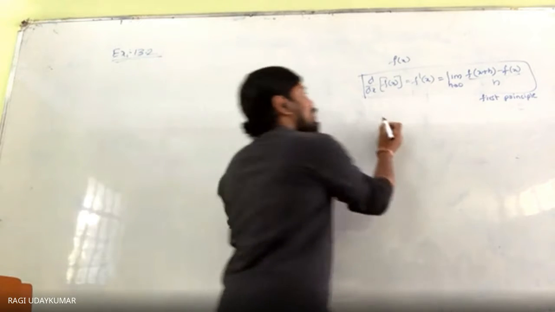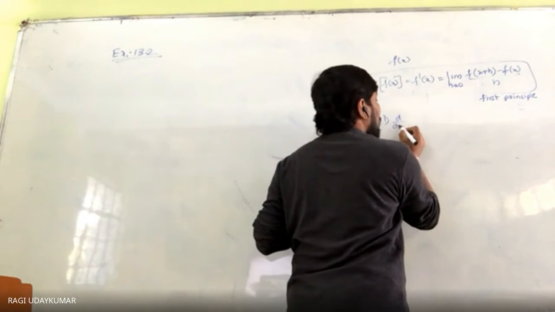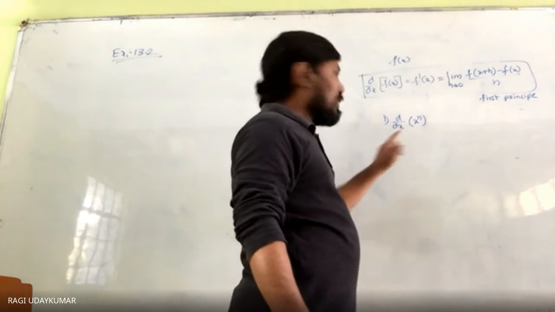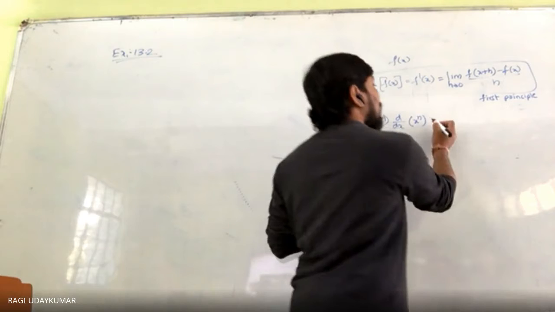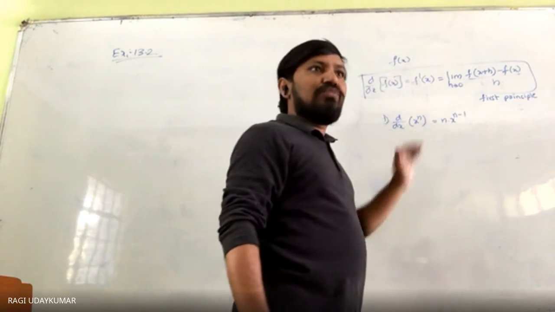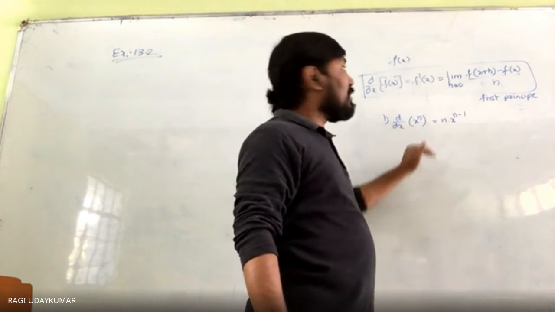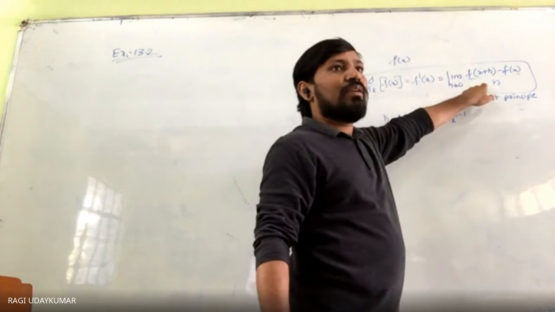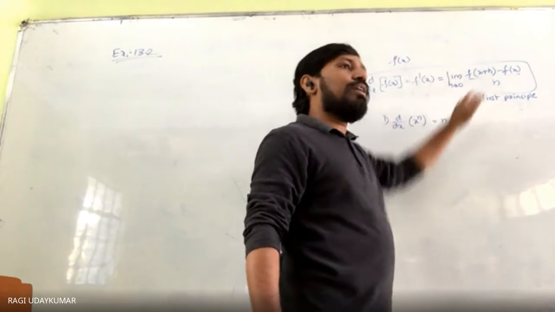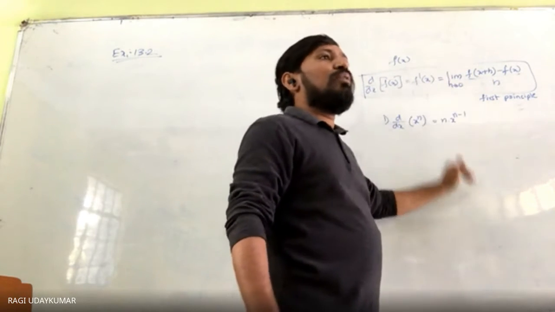So derivative of the functions, what are the functions we are going to have? d by dx of x to the power of n is equal to n into x to the power of n minus 1. This is the formula. So how do we get this one? Using this limit. When you apply it, then you are going to get n into x to the power of n minus 1.